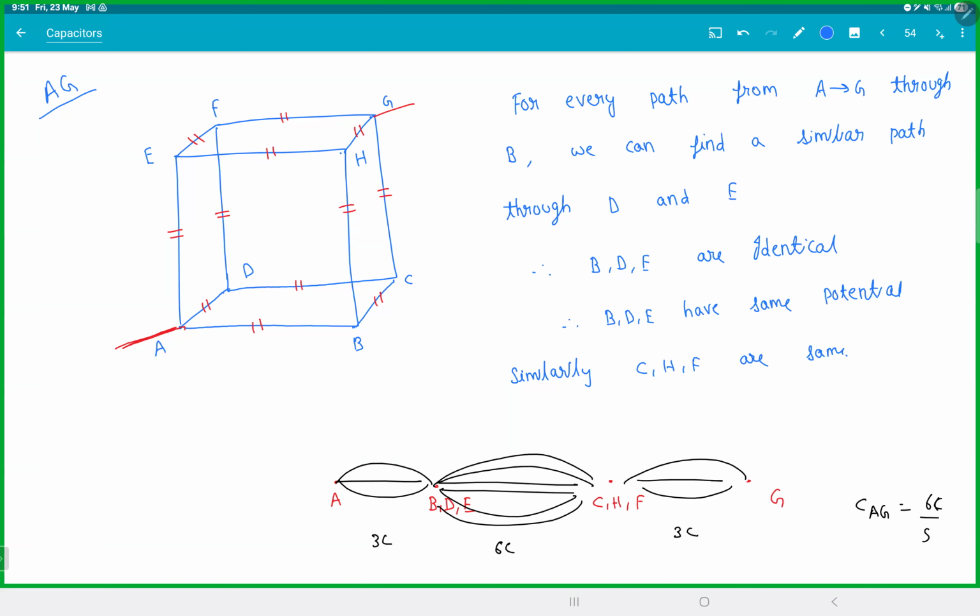If this had been resistors, the answer would be 5R by 6. It will just reverse. C becomes 1 by R and you'll get the answers. So we're not going to do this in resistors. We're going to skip all this there. In current electricity resistors, we have better questions to do. Let's go with AB and AC.